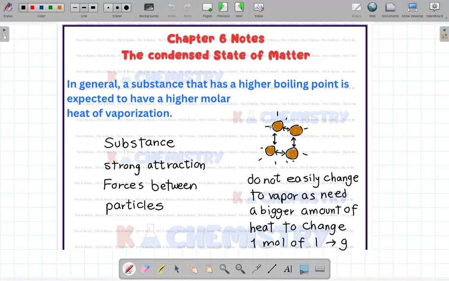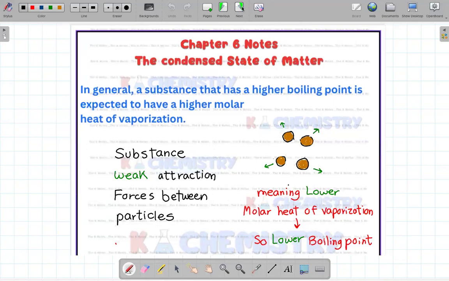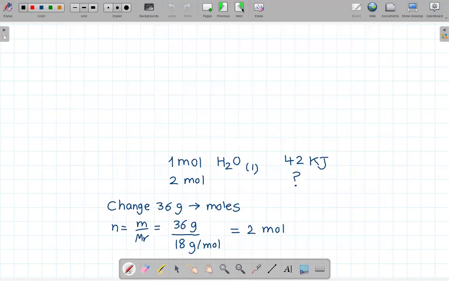As a summary, because there are stronger attraction forces, the particles don't want to lose the connection between each other and form a gas. That's why they are not easily evaporated. It needs a lot of heat to break the bonds between these particles and change into gas. That's why higher molar heat of vaporization, and vice versa. The lower heat of vaporization means lower boiling point. At lower temperature, the substance can be vaporized because the attraction forces between them are weak. They can easily break apart from each other.